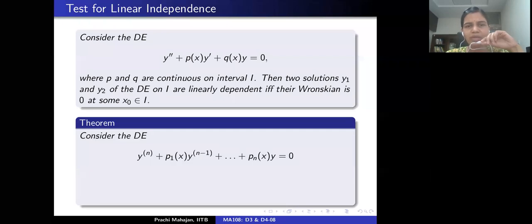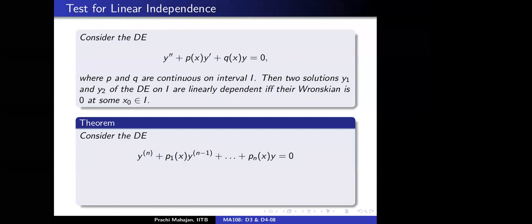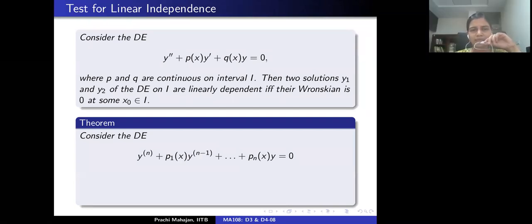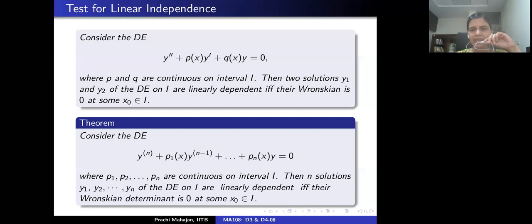What would we like to do now? A similar statement is true for order n also. So consider a homogeneous nth order linear differential equation in standard format, such that the coefficients p1 up to pn are all assumed to be continuous on an interval I. Then n solutions y1, y2, ..., yn of this differential equation on the interval I are linearly dependent if and only if the Wronskian of y1, y2, ..., yn is 0 at some point of the interval I. I hope this statement is okay with everybody present here.